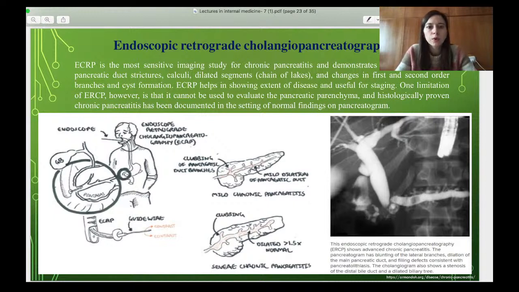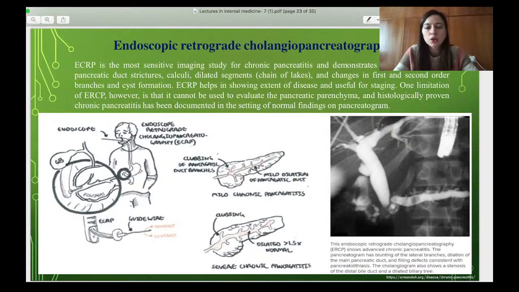Next, endoscopic retrograde cholangiopancreatography. This method is the most sensitive imaging study for chronic pancreatitis and demonstrates irregularities of the pancreatic duct structure, calculi, dilated segments, changes in first and second order branches, and cyst formation. This method helps in showing the extent of disease and is useful for staging.